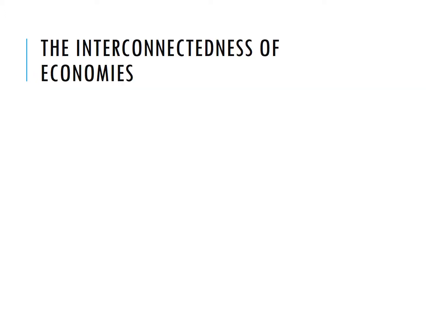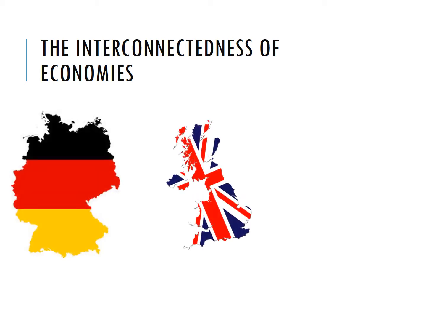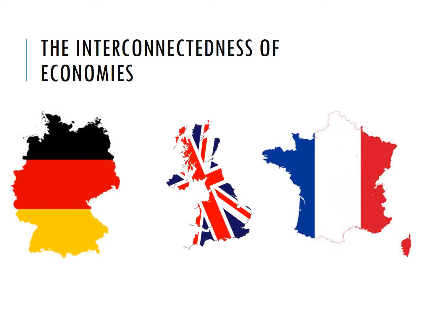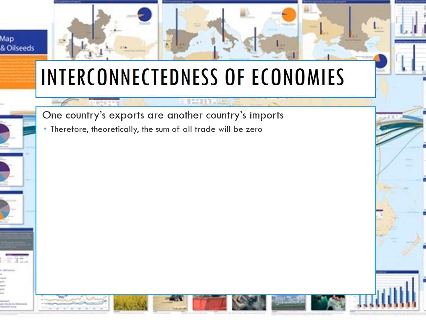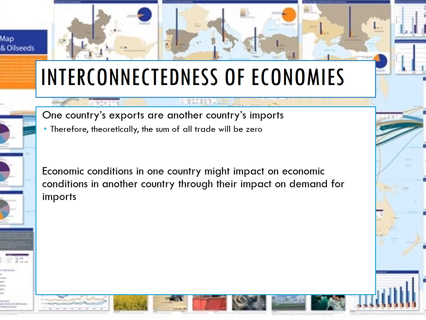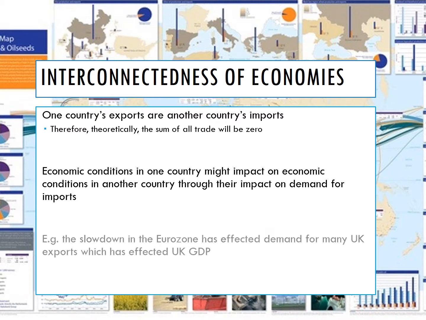What's coming across here is that there is an interconnectedness of economies. Economies are linked together. The exports of one economy are the imports of another. So one country's exports are another country's imports, and so theoretically, the sum of all trade will be zero. And economic conditions in one country might impact on economic conditions in another.